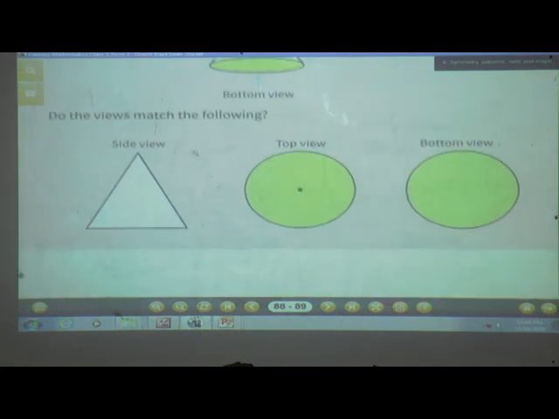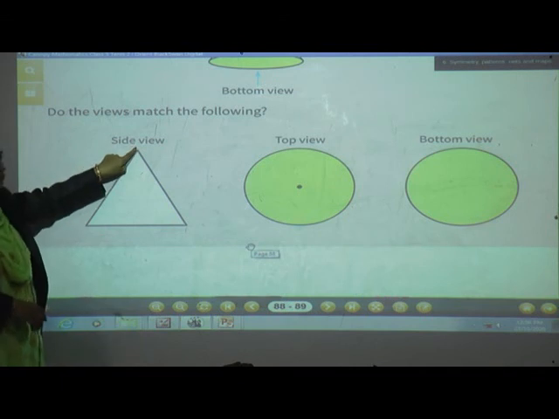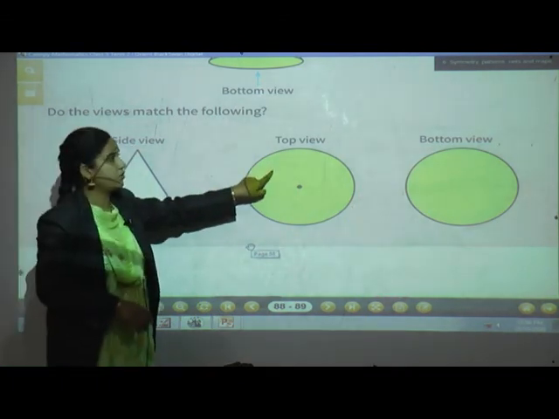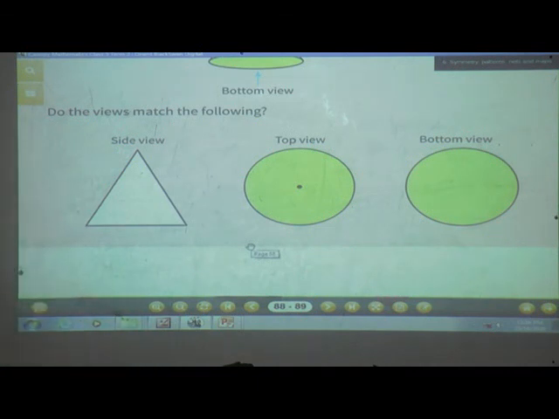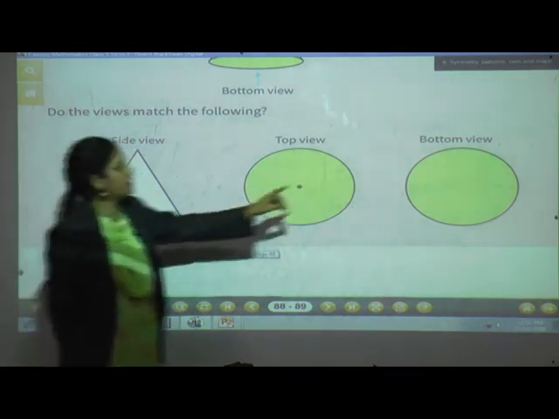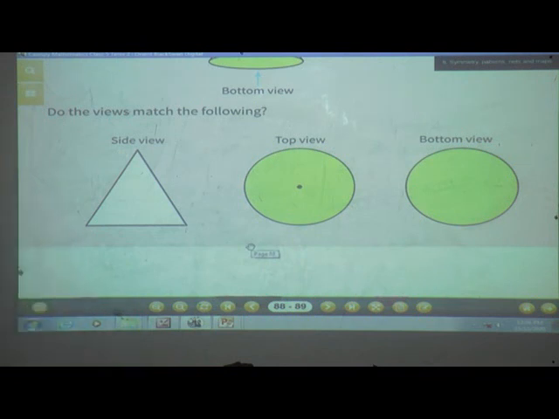See, next example we'll see. Do the views match the following? See, here, is it a side view? No, this one is a top view. This is a top view? Yes, students? No, this one is a bottom view. Here is a bottom view, isn't it? Now we'll see the next example.